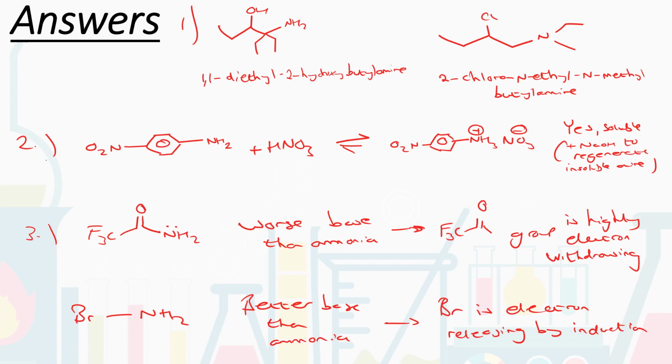On the other example, we have this bromine group attached to our NH2, and this actually ends up being a better base than ammonia. And the reason for this is because bromine itself has lots of lone pairs on it that can actually be electron releasing by something called induction. So essentially the bromine can kind of almost just sort of push its electrons towards the NH2. So it's a better base than ammonia because we've increased the electron density on the nitrogen atom.